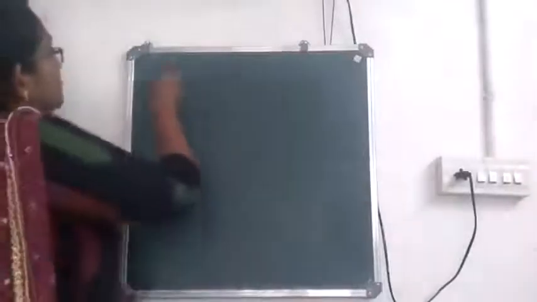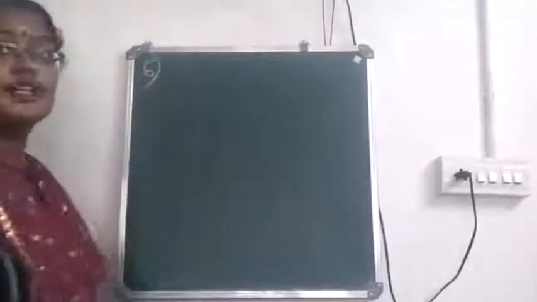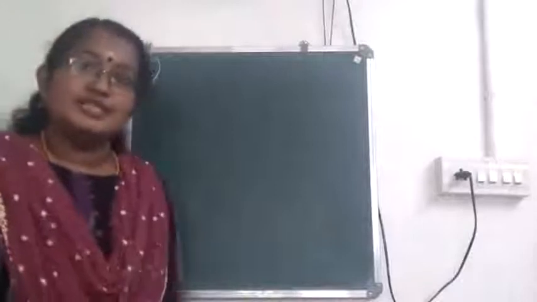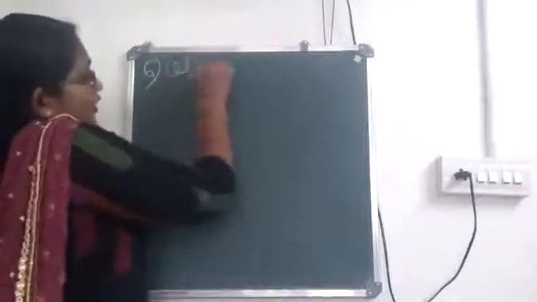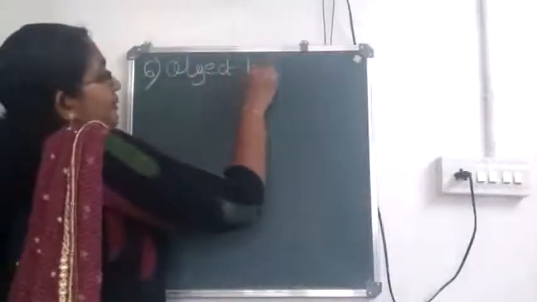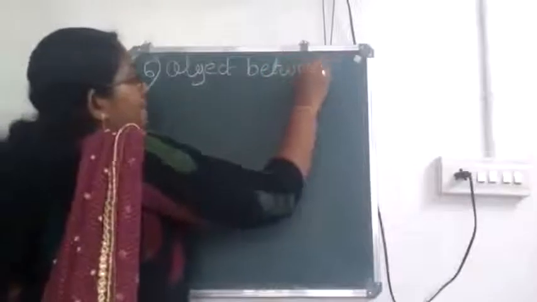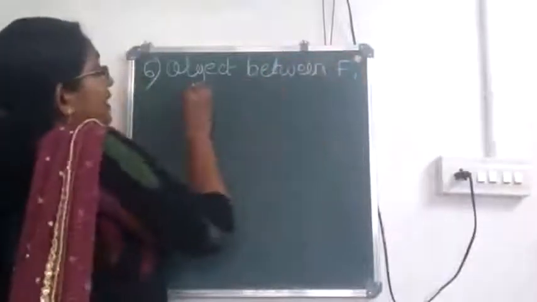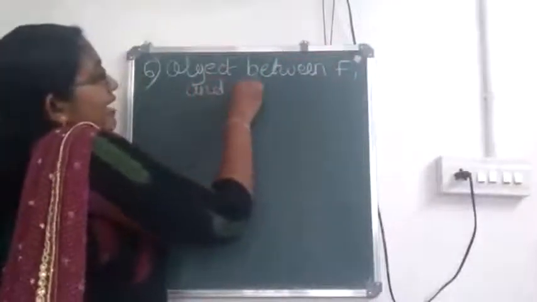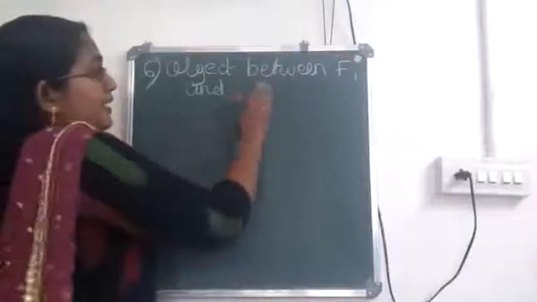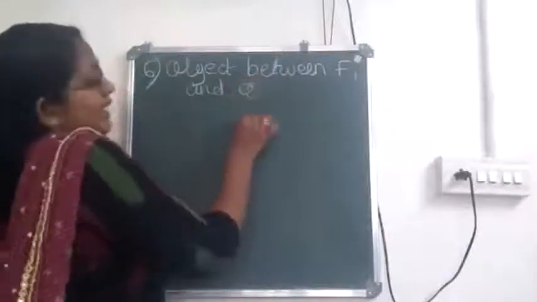Now we will move to the last one of a convex lens. So which is the last case? I told you it is an exceptional case. And where should I keep the object? Object between F1 and O. Object between F1 and O.